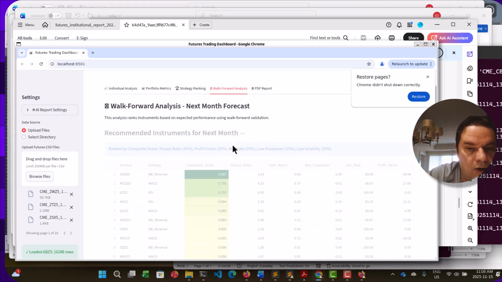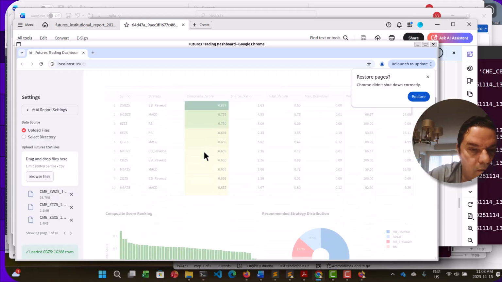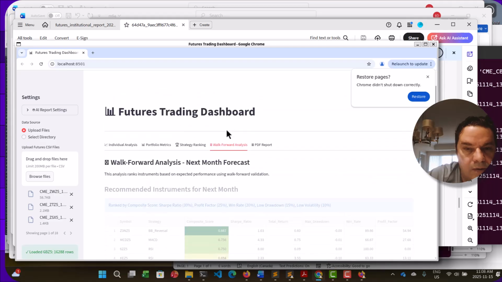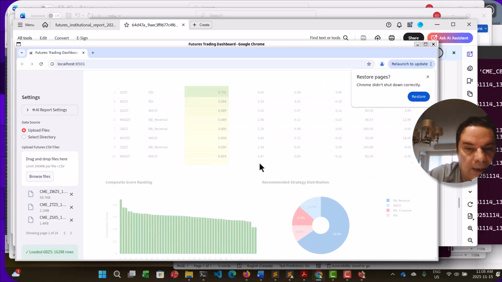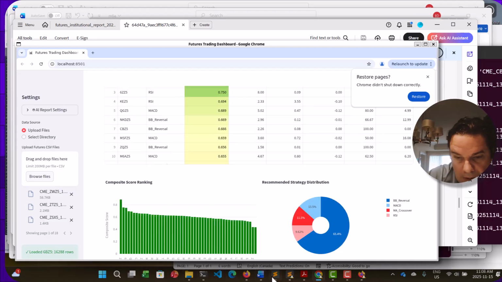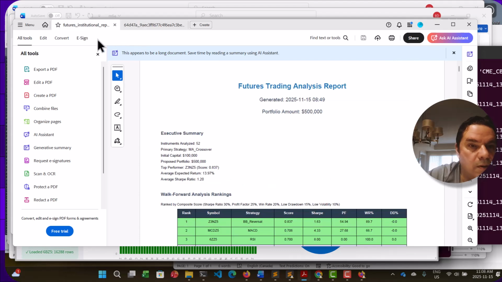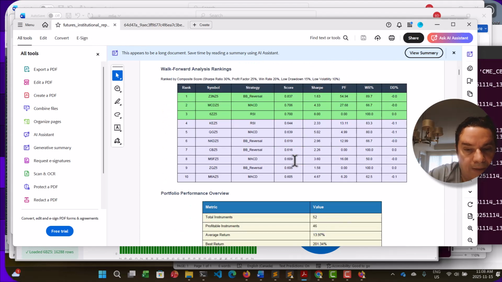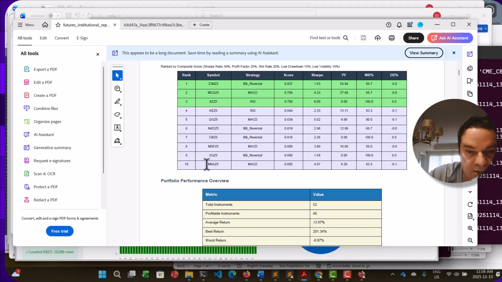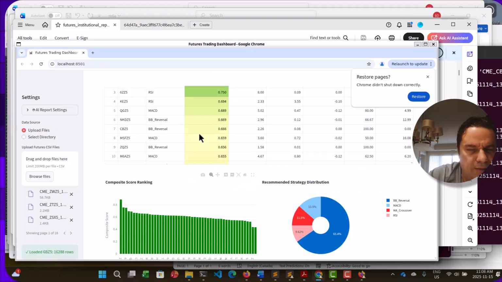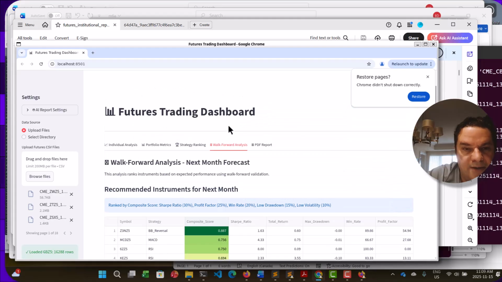The other one that I did play with was, where's the walk forward? Yeah, walk forward here, or actually in the PDF right here. So this one, the other one that really attracted my attention was the M6A. That's the Australian micro. Let's see that one.